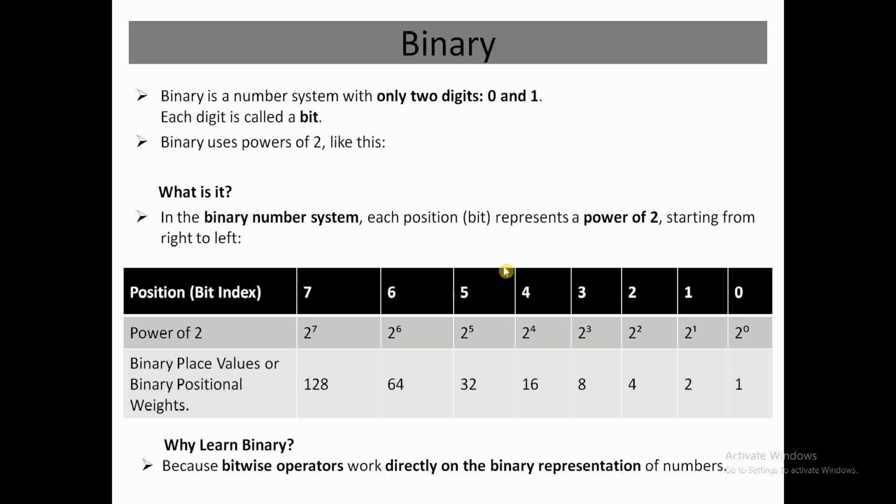So here is the position of binary bits, positions starting from 0 to 7, and here is the power of 2: 2 power 0, 2 power 1, like that up to 2 power 7. Here we call these binary place values or binary positional weights. It starts from 1, 2, 4, 8, 16, 32, 64, 128. So these are the binary place values.